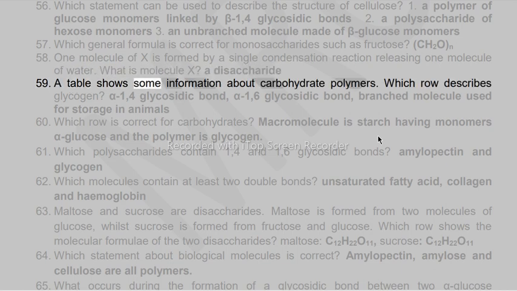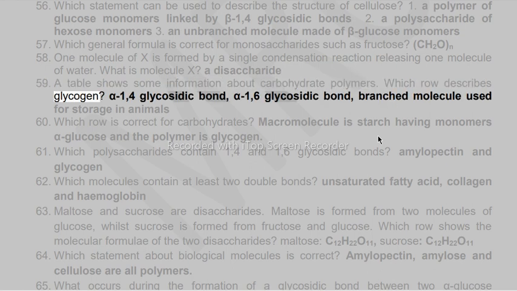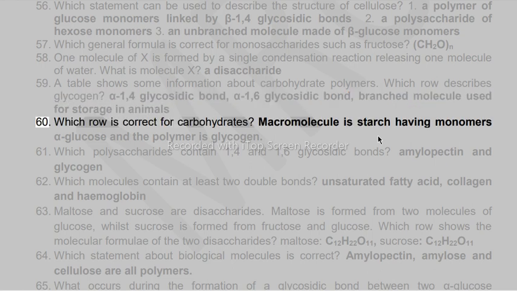59. A table shows some information about carbohydrate polymers. Which row describes glycogen? Alpha-1,4 glycosidic bond, alpha-1,6 glycosidic bond, branched molecule used for storage in animals.